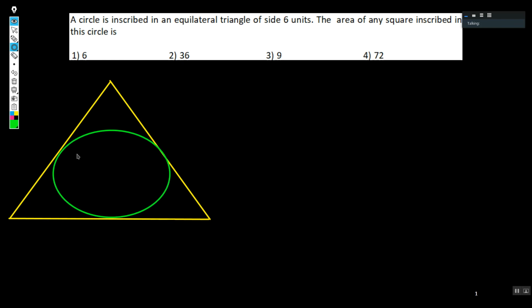The area of the square inscribed in this circle. Square is inscribed.